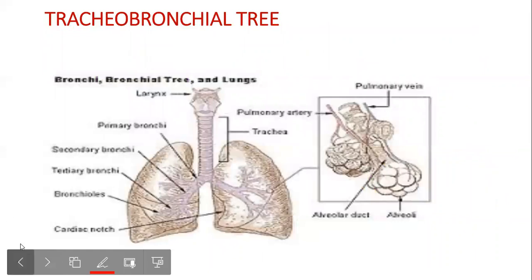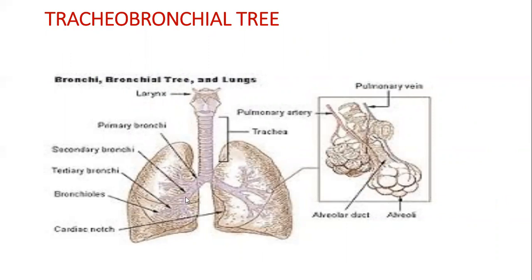Now coming to the trachea. So this is the trachea, which is bifurcating into two main bronchi, the right bronchus and the left bronchus. Each of the primary bronchi enters the lung and divides into secondary bronchi. And the secondary bronchi divide into tertiary bronchi. In the right lung, there are 10 tertiary bronchi, whereas in the left lung, there are 8 tertiary bronchi. And these tertiary bronchi divide several times. That is called bronchioles.